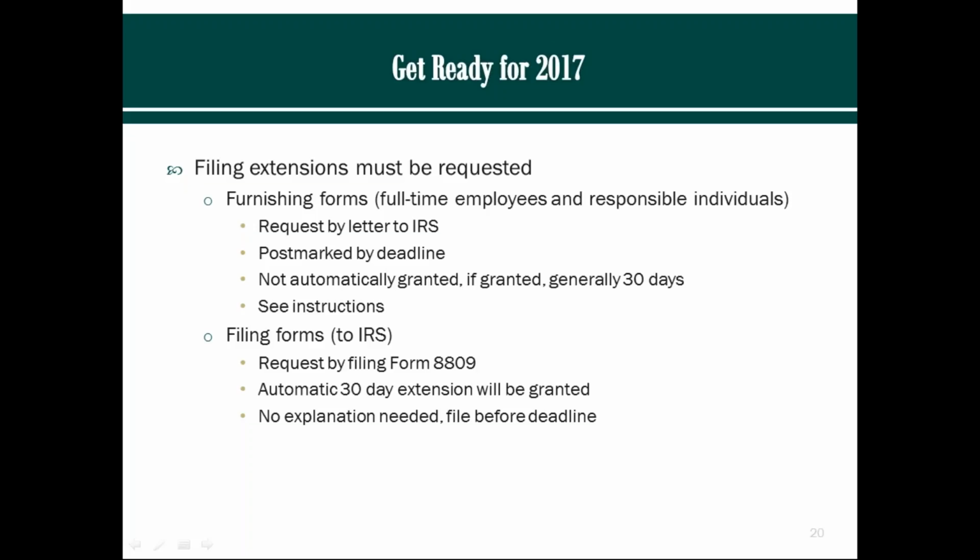As to filing the form to your IRS, you can also ask for an extension. This is your form 1094-C or 1094-B. You can actually get an automatic extension. You do have to file Form 8809. As long as you file that before the deadline, the extension is automatic. They don't have to grant that to you.